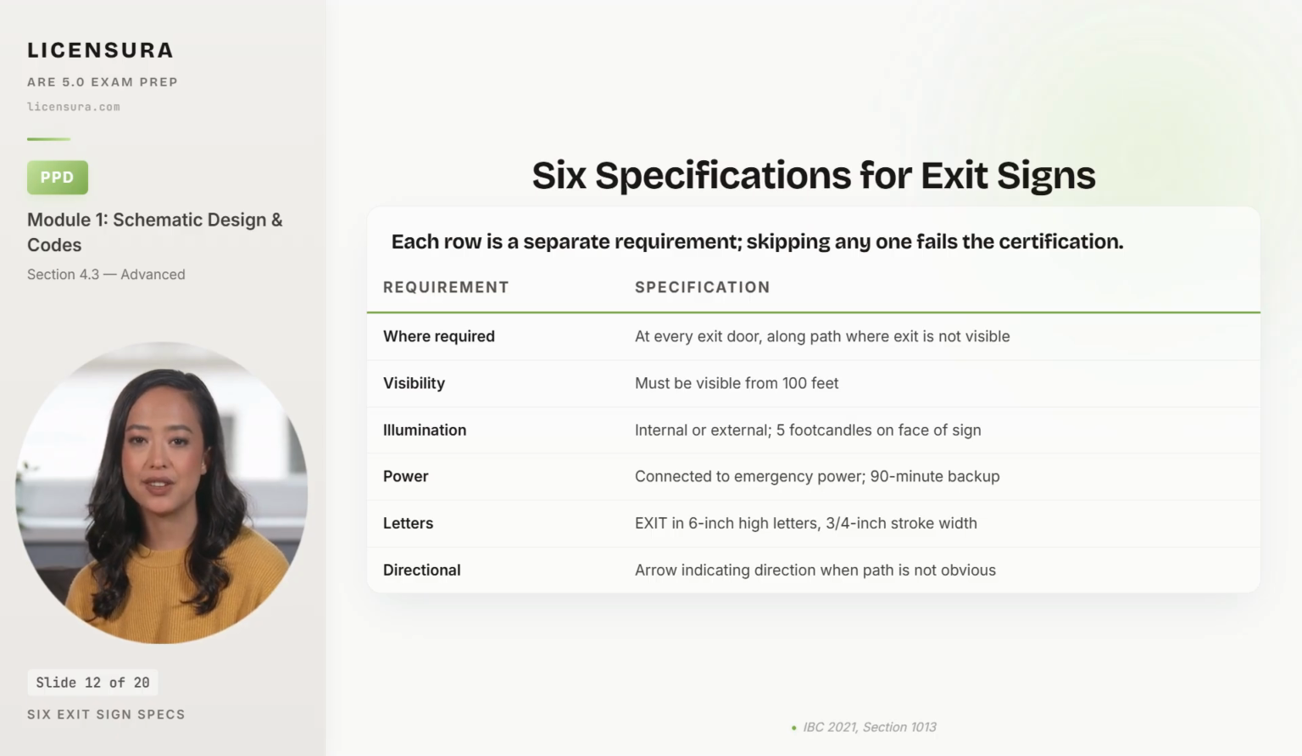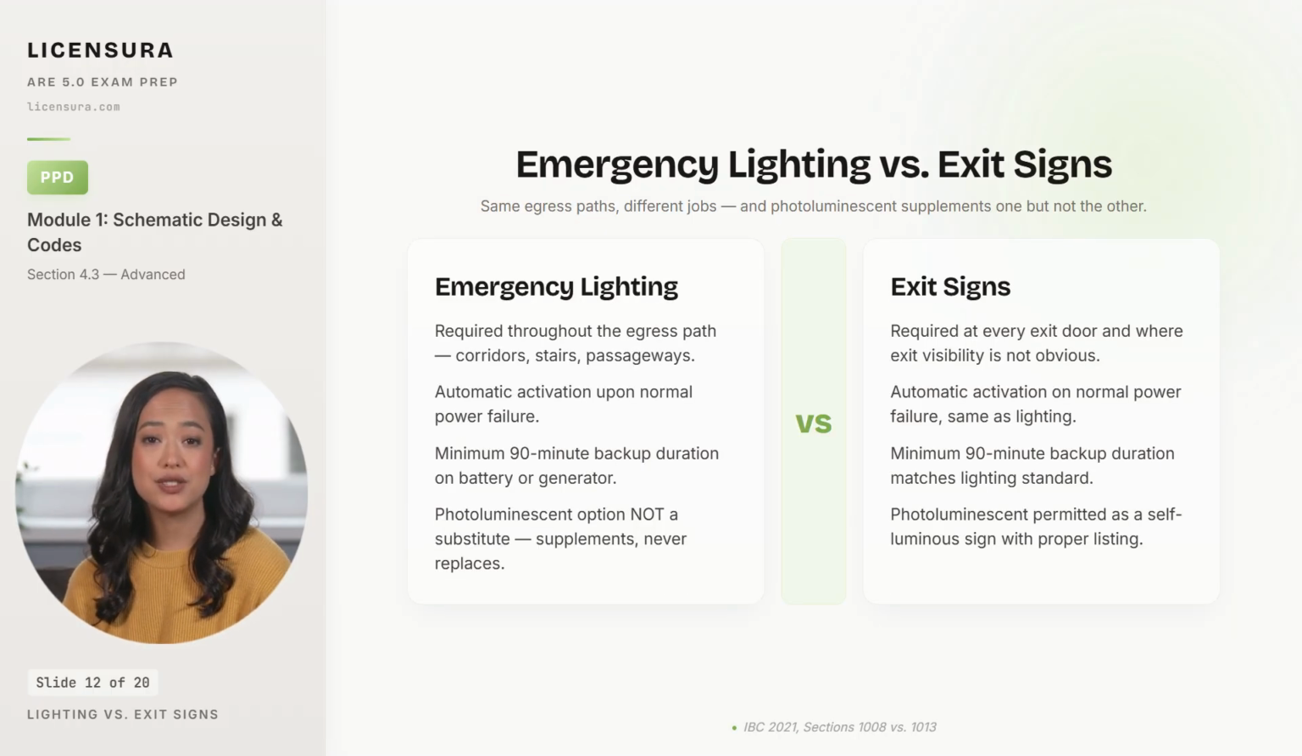Side by side, the two systems overlap in some attributes and diverge in others. Both systems share 3 attributes and differ on the photoluminescent rule. Both must cover the egress path throughout, lighting along the corridor and stair, signs at every door and decision point. Both must activate automatically the moment normal power fails. Both must run on backup power for at least 90 minutes.